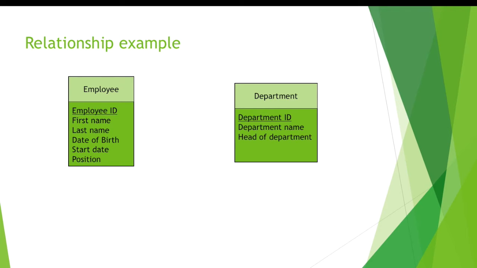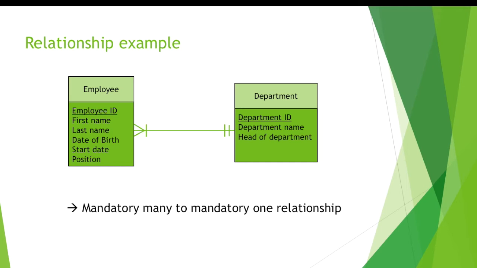If we now go back to our relationship example, the relationship between employee and department could look like this. So employee must work in one department, and department must have one or many employees. So it is a mandatory many to mandatory one relationship.